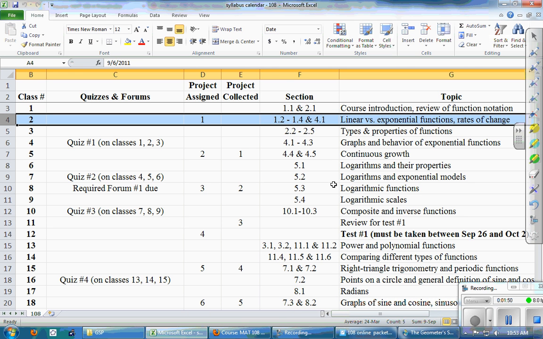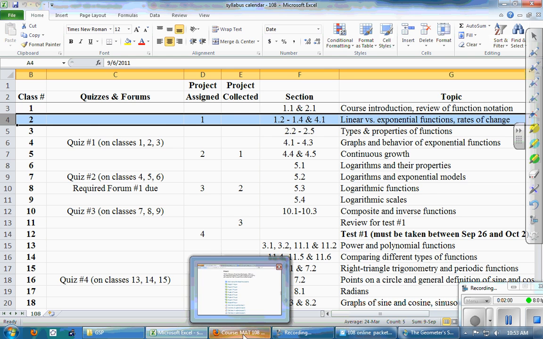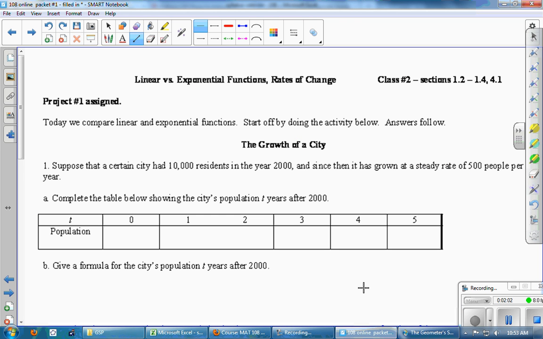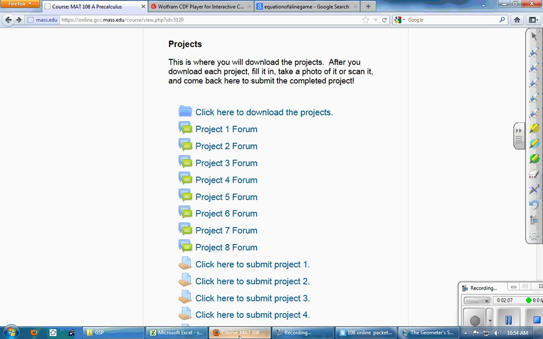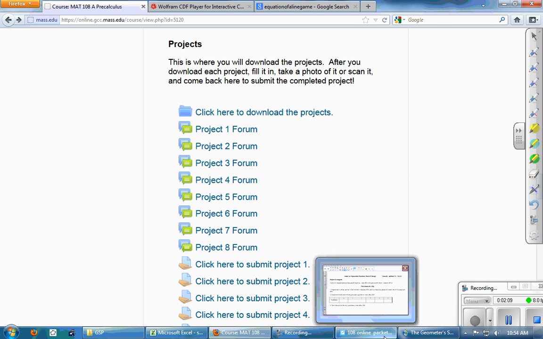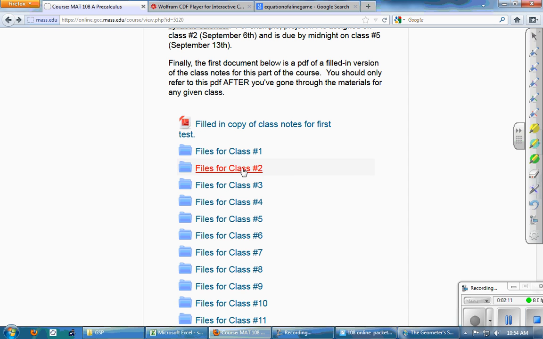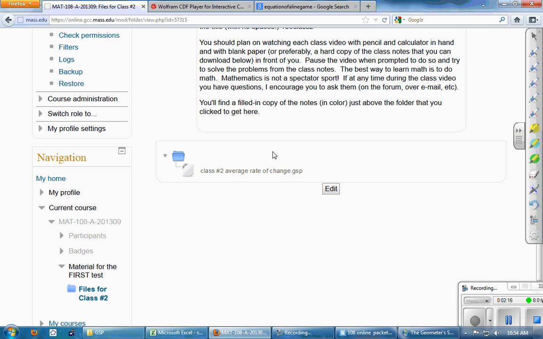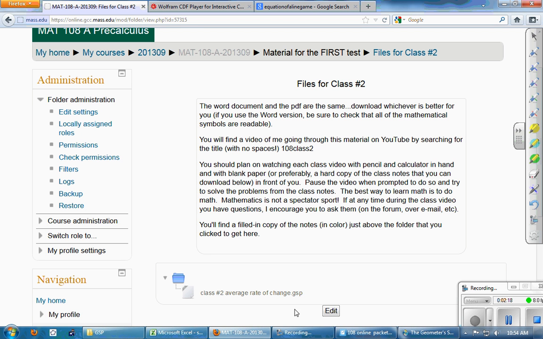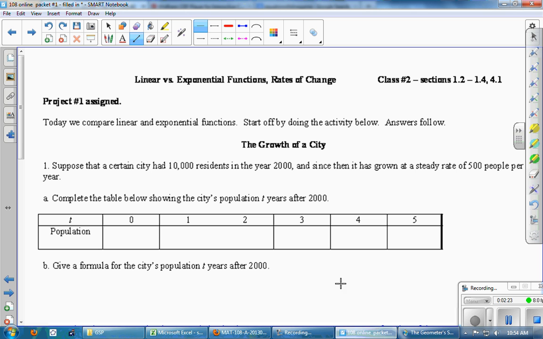Okay, so that's the calendar. If you don't know how to access the calendar, watch the video for our very first class. That's 108 class 1, and that will tell you how to access the calendar inside of Moodle. Okay, so hopefully in front of you, you have this document, class number 2. If you don't have this document, go back to the video for class 1 and check it out. It will tell you that files for class 2 is what you're looking for. And inside of there, well, it's not there right now, but there will be a document, Word document, a PDF that you should have open in front of you.